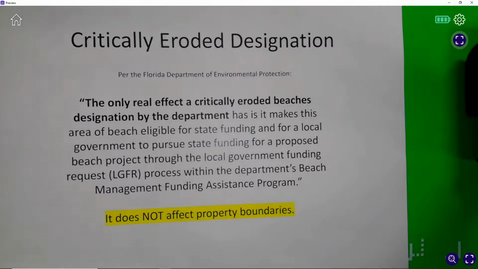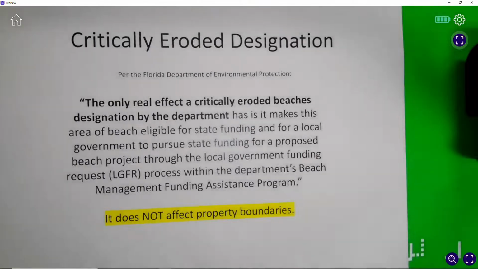So this is just a quote from FDEP. The only real effect of critically eroded beach designation by the department is that it makes the area of beach eligible for state funding and for a local government to pursue state funding for a proposed beach project through the local government funding request process within the department's beach management funding assistance program. It does not affect property boundaries.